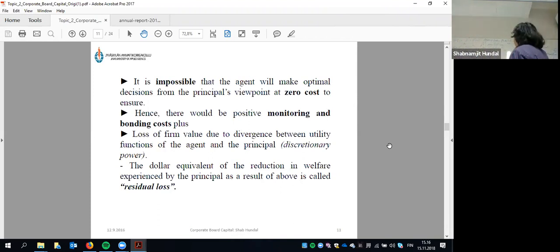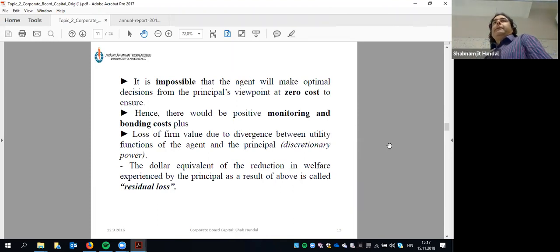The second cost is called bonding cost. The bonding comes from the word bond. You want to create a bond between the principal and the agent so that if the agent tries to do something wrong, then because of the bond, he or she also suffers. Therefore, the agent always becomes loyal and honest to the principal and tries to make the principal richer, healthier, whatever, so that he also gets more money. That is called bonding cost.